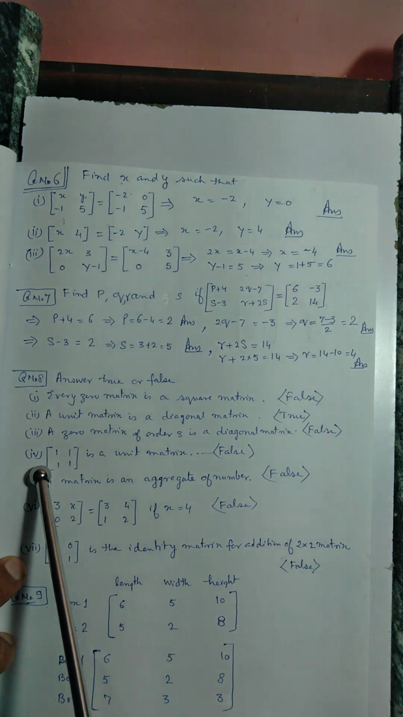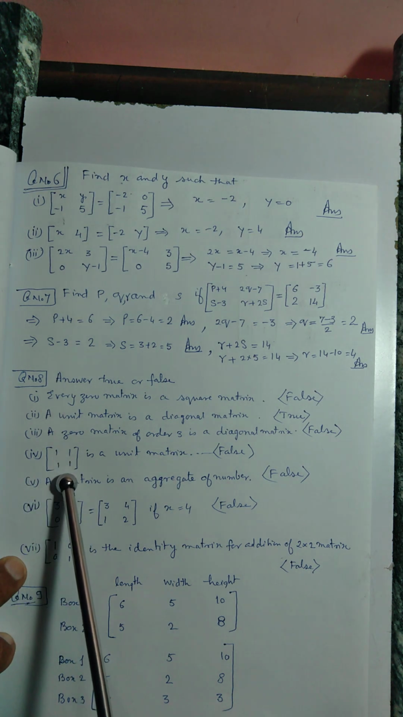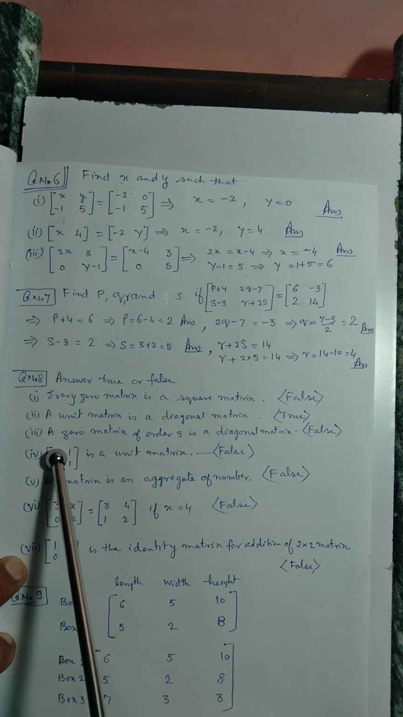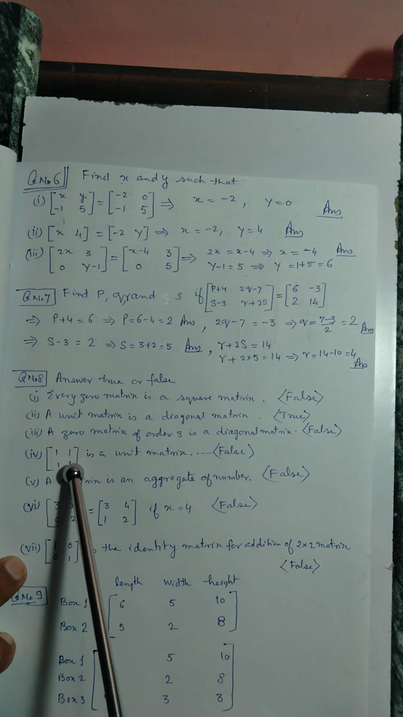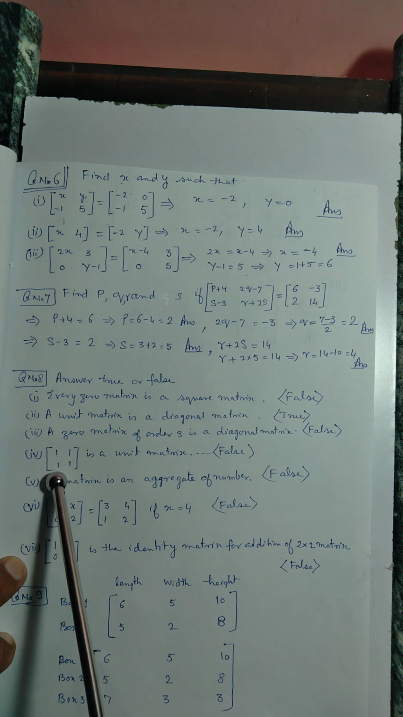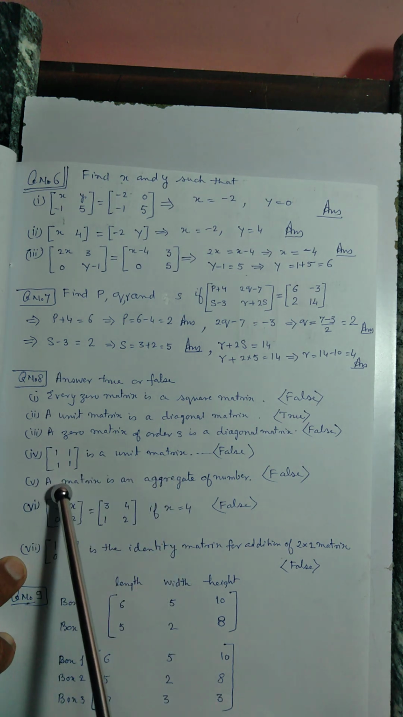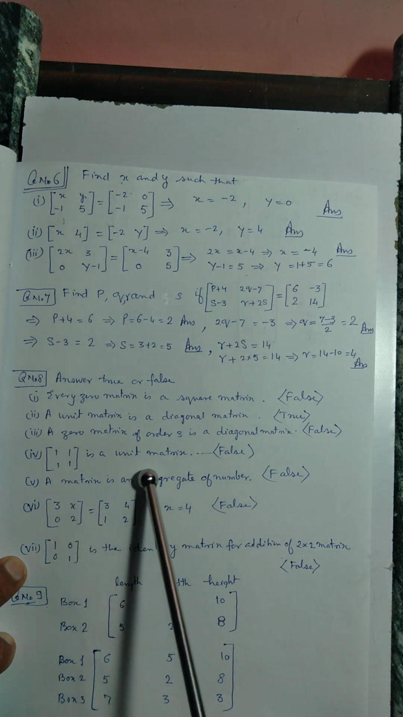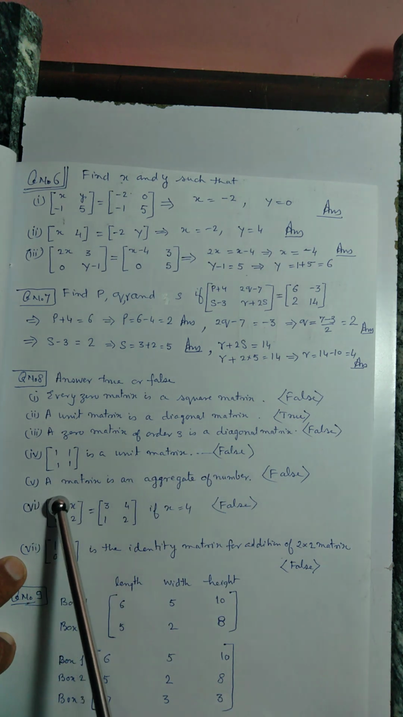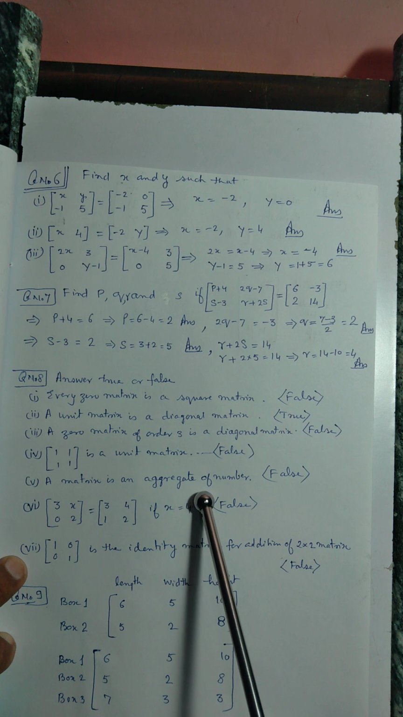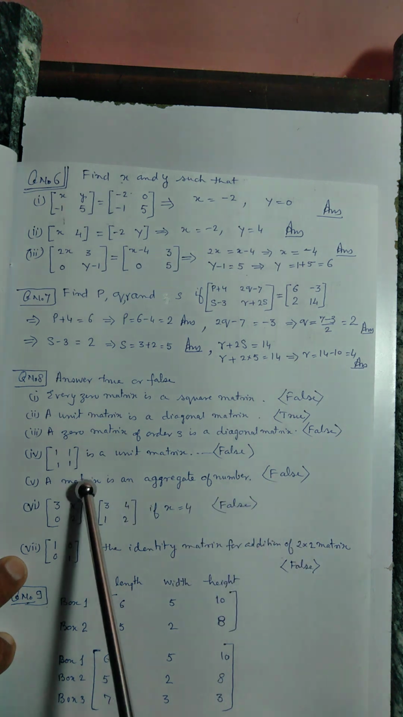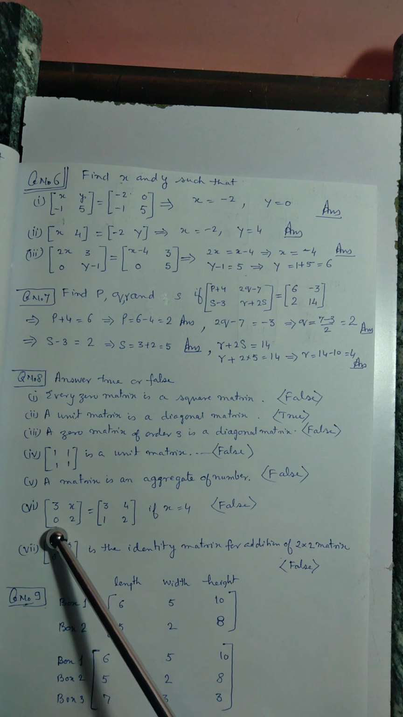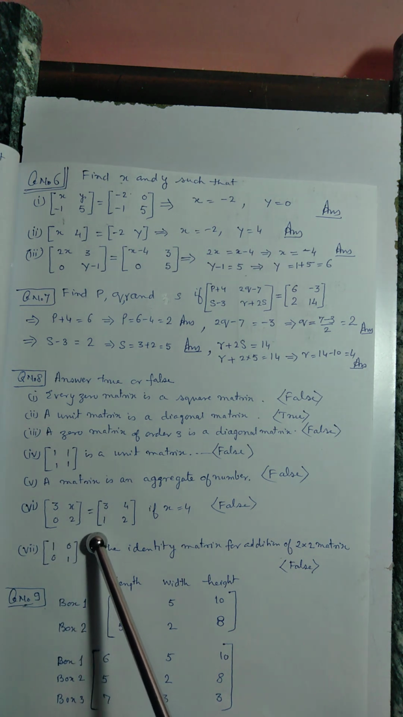You see the fourth one, that is 1 1 1 1 is a unit matrix. False, because only the diagonal elements should be 1. But here all the elements are 1, only diagonal elements should be 1. That is why it is false. A matrix is an aggregate of numbers. It is false. It is an array of numbers. Array means arrangement, you can say.